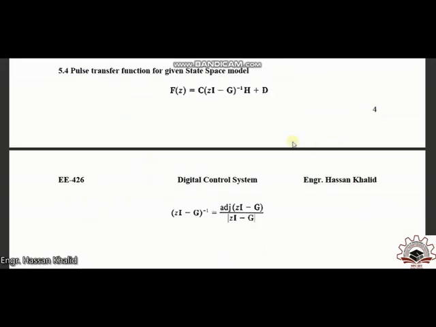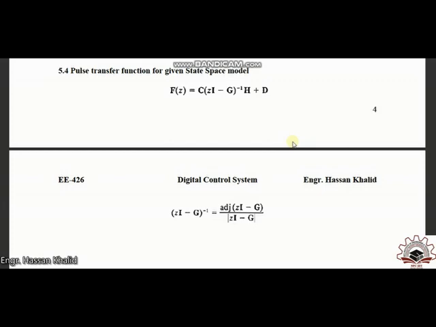Okay, let's discuss the last topic of this discussion, that is the pulse transfer function for a given state space model. Similarly to linear control systems, where you transform the state space equation into a transfer function and vice versa, you can also be asked to transform the given state space model into the pulse transfer function. That means you have to obtain the output y of z over the given input u of z, which is the pulse transfer function in the z domain.